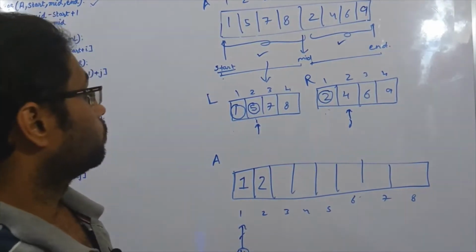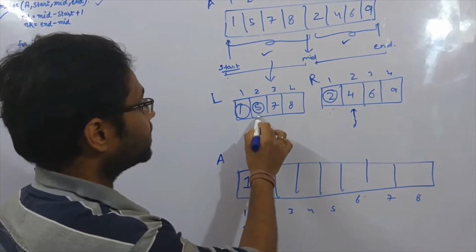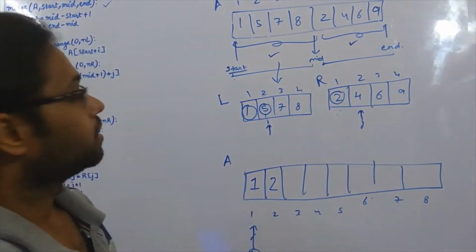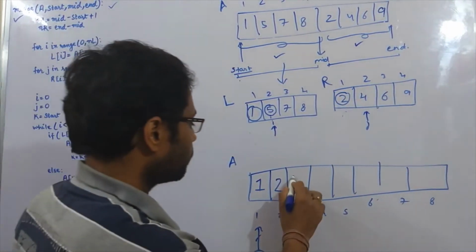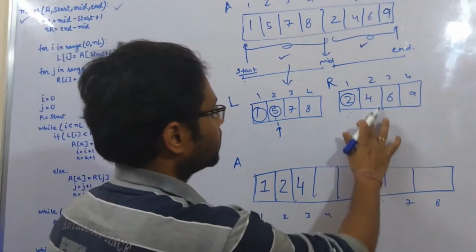Now we compare the ith element with the jth element. So 5 and 4 are compared. Which one is less? The 4 is less. So we put 4 here, the lesser one, and increment j.